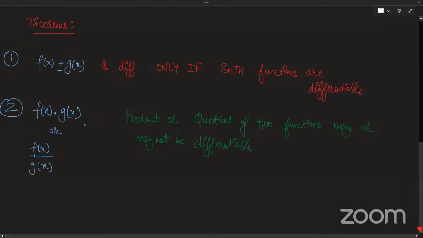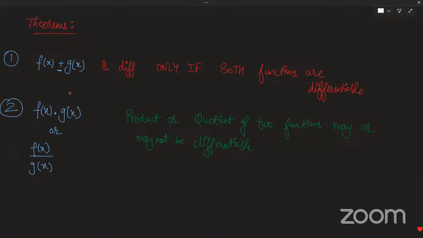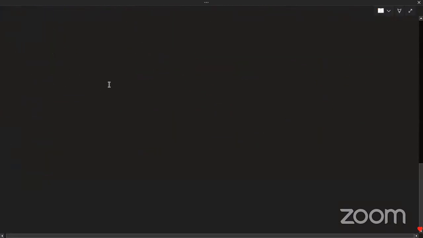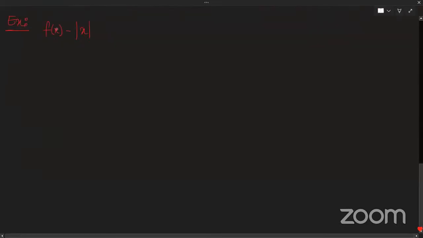So the product or quotient of two functions may or may not be differentiable. It may be possible that one of the functions is not differentiable and still the product is. Let me give you an example. We have discussed this example earlier also. Let us assume the function f of x to be mod x. At x is equal to 0, what is happening to the function?